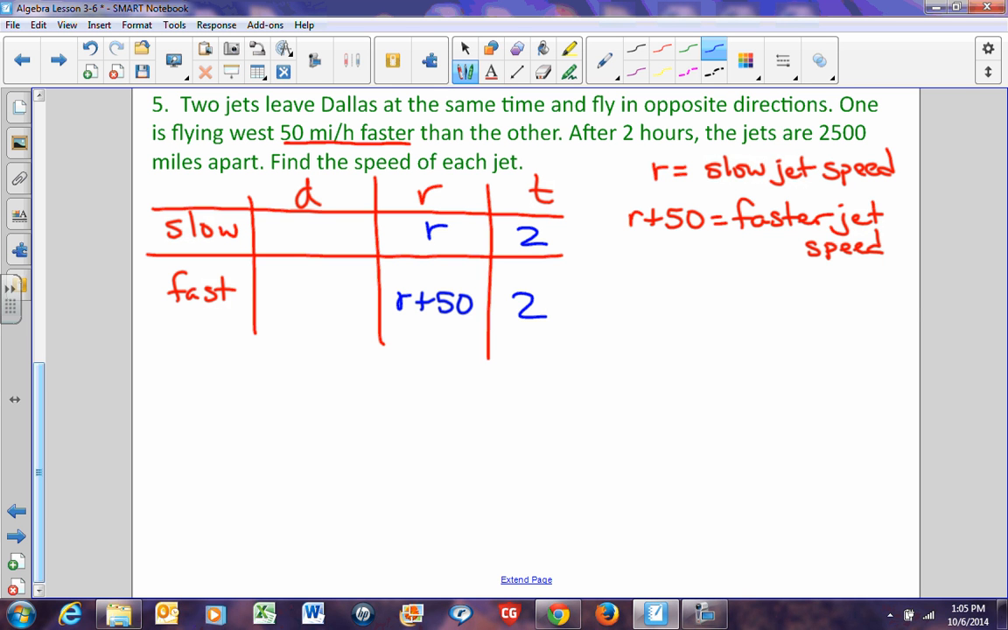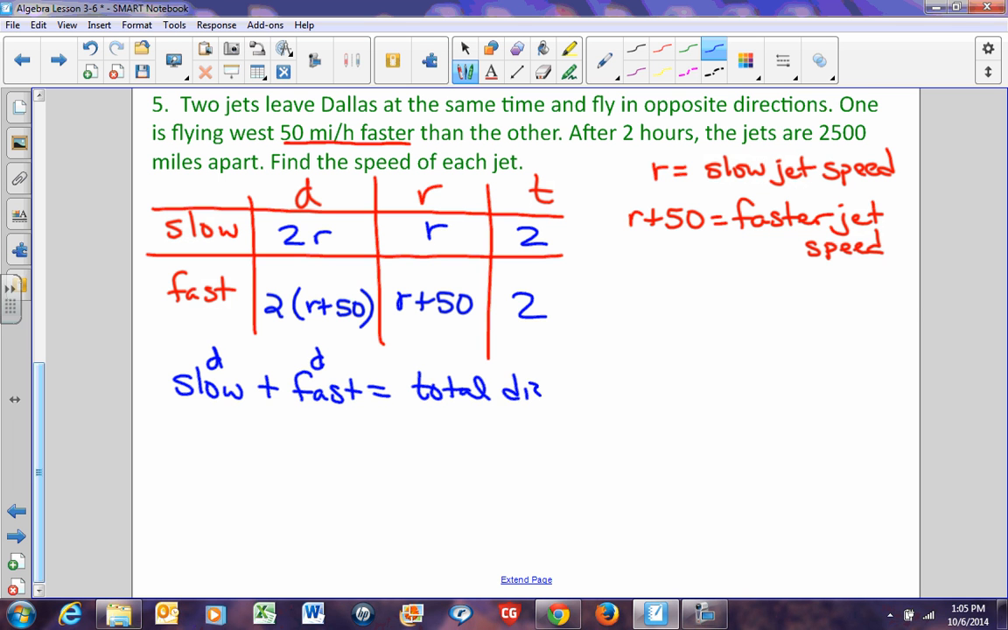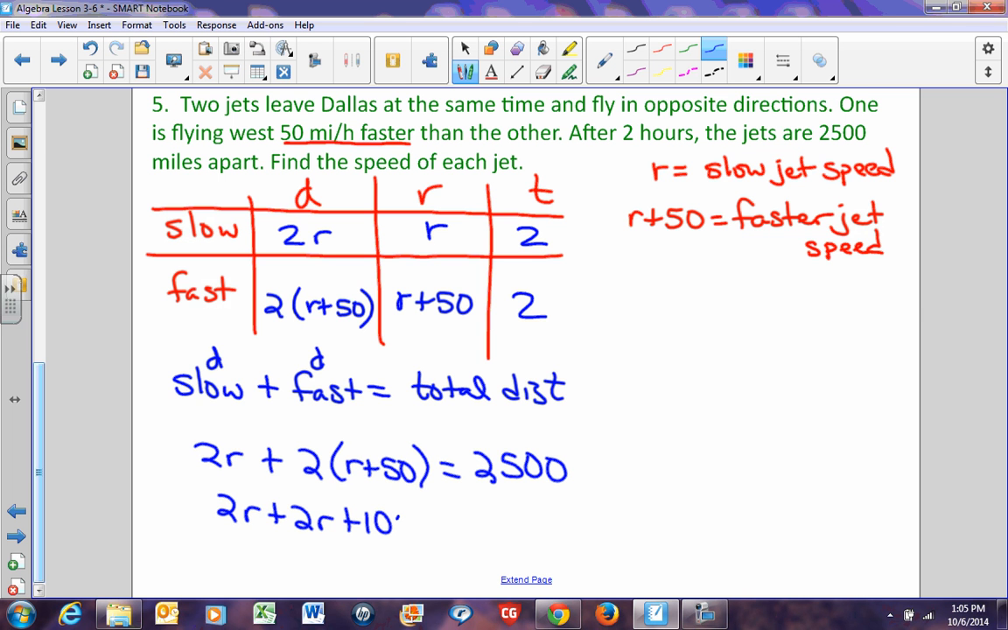So this one's going to be distance equals rate times time. So distance here is 2R, rate times time. Distance here is 2 times R plus 50. The distance for the slow jet plus the distance for the fast jet has to equal the total distance. So the slow jet's distance is 2R. The fast jet's distance is 2 parentheses R plus 50, and that has to equal 2,500. We're going to simplify this. 2R plus 2R plus 100 equals 2,500.